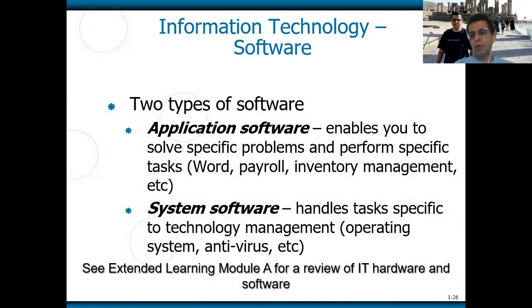Now, when it comes to software, as we said, there are two types, and we're going to talk about them in the future. The application software enables you to solve a specific problem and perform a specific task, like Word, payroll, or inventory management, etc. There is front-end software and back-end software, desktop or personal software, and enterprise software. So these are the different types within application software.